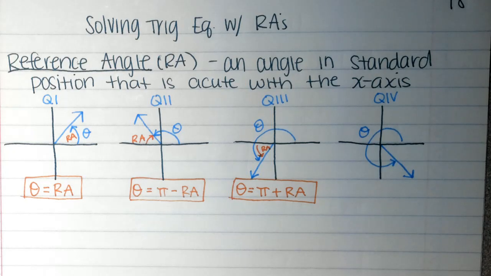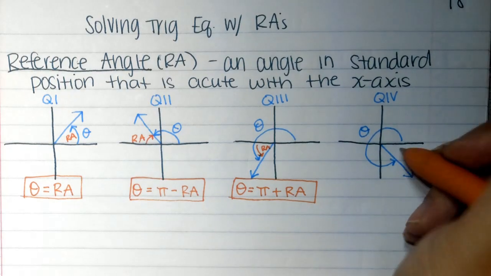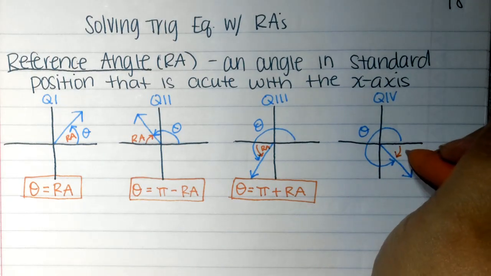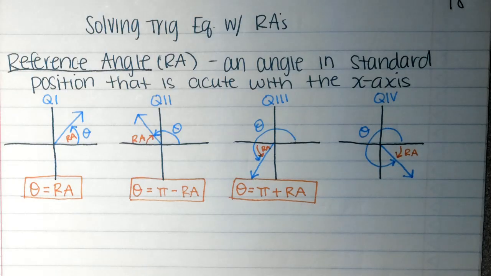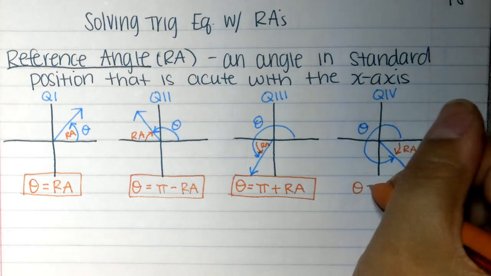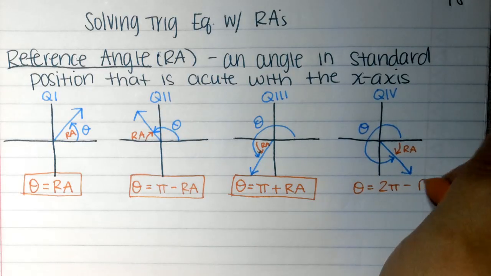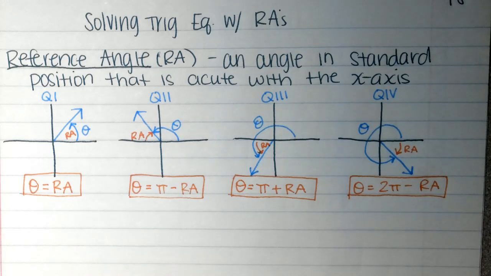Last but not least, my reference angle for quadrant 4, an acute angle, would be from there to there. So what am I going to do? It is 2 pi minus the reference angle for quadrant 4. You are going to need all of these memorized. I promise you, after notes today, you should have them pretty much down. Definitely after your homework, you'll have it down.